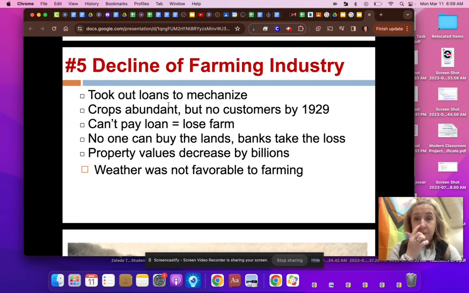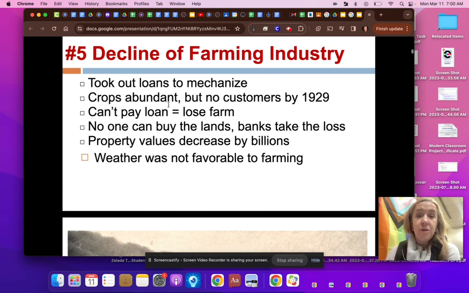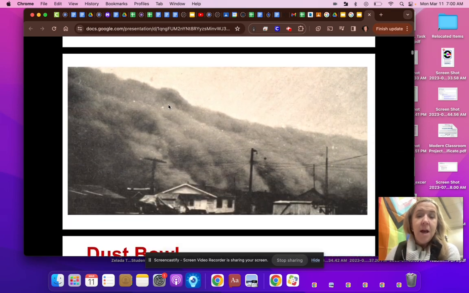Something we discussed in one of the last lessons was the decline of the farming industry. The crops were abundant, but the number of customers looking to pay their loans kind of shut down. If you're a farmer and you can't pay your loan, the bank forecloses on you and takes your land. So then no one can buy the lands. The banks are the ones that ultimately take the loss. So again, this leads to a severe decline in property values. The weather was also not favorable for farming at this time because the land had been so overproduced. The farms basically turn into dust.